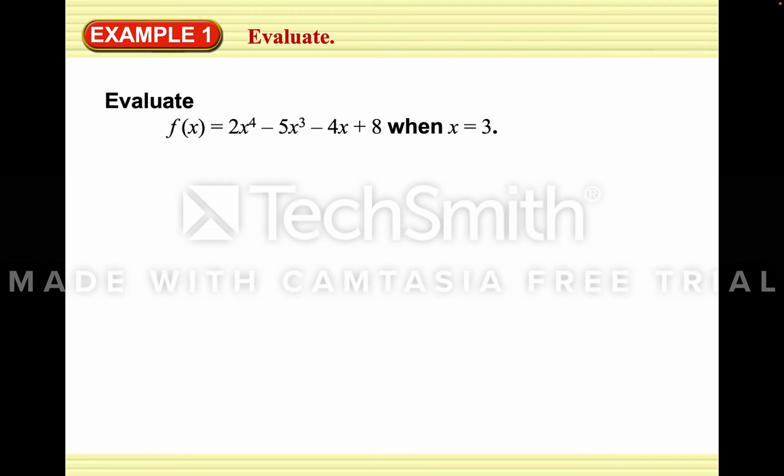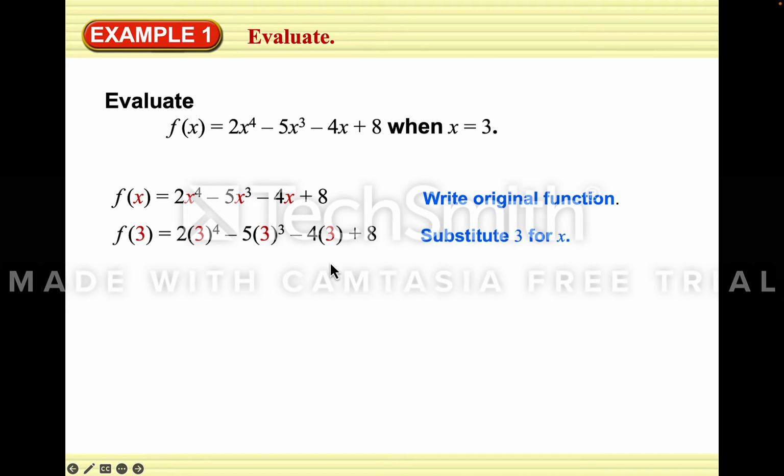So the first thing we want to review is how to evaluate polynomials. And so if I have f of x equals 2x to the fourth minus 5x cubed minus 4x plus 8, and I want to evaluate it when x equals 3, that means substitute and simplify. So in the original function, everywhere you see x, you're going to plug in 3.